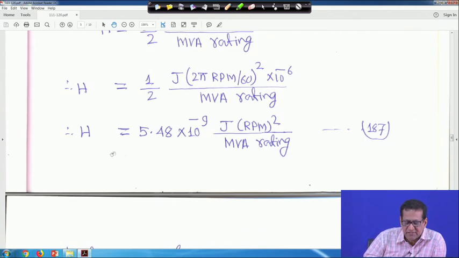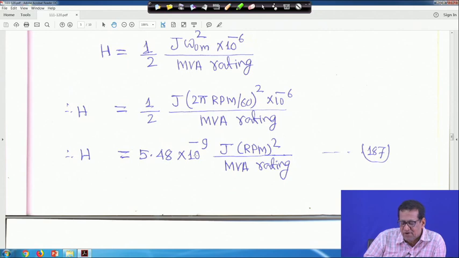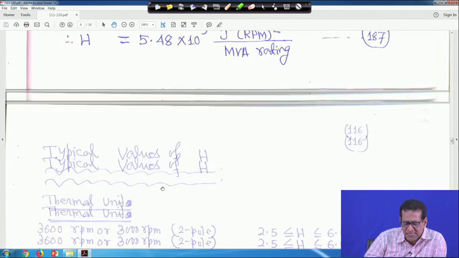Now, this is actually the value of H. From the point of view of solving numericals, you have to keep this in your memory. So, typical values of H.